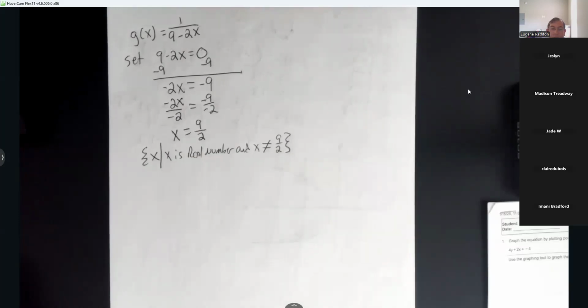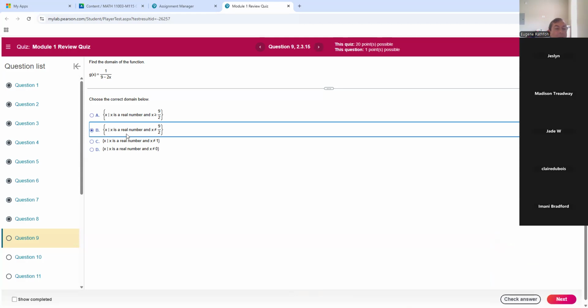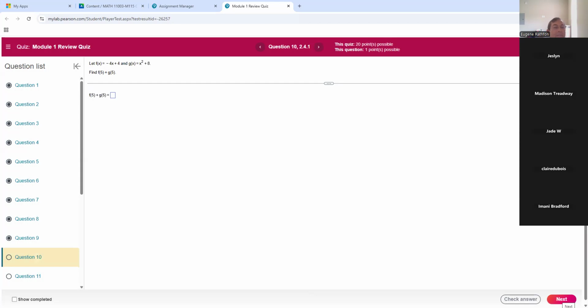So we're going to go look for the one that says cannot equal 9 halves. Now be careful. One of these has a greater than on it. We don't care about that one. Looks like we need B right here, right? B has the not equals. And that's the only one we needed. So then we would click next.